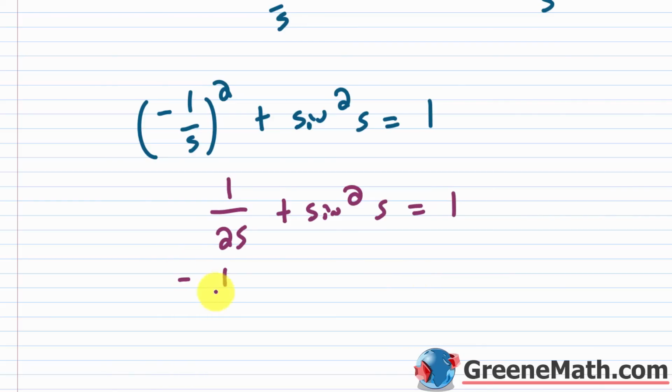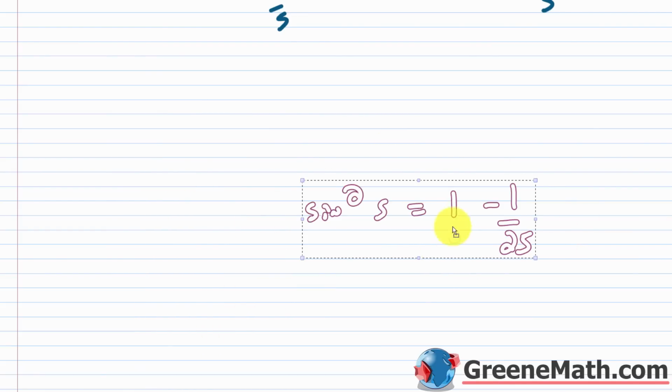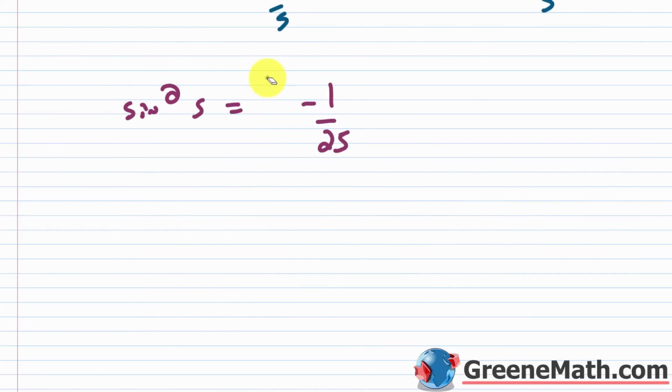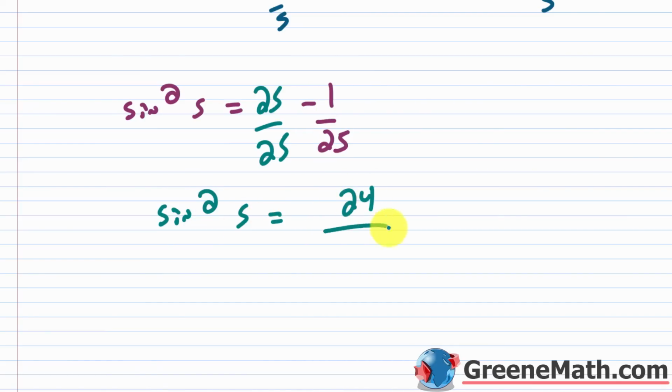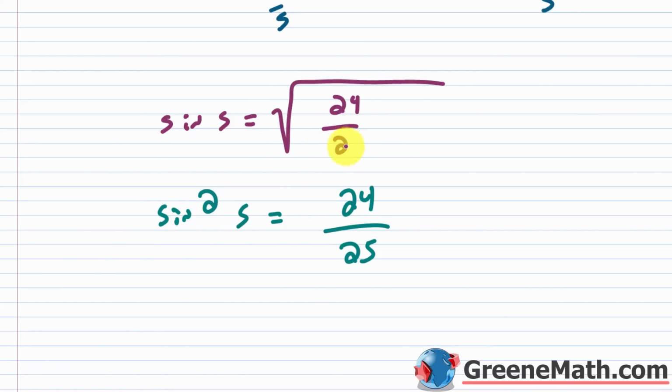Let's subtract 1/25 away from each side of our equation. This right here would cancel. And for 1, I would just write that as 25/25. So your sine squared s is equal to 25 minus 1 is 24, over 25. Now we're going to use our square root property to find the sine of s, but remember it told us we were in quadrant 2. Sine is positive in quadrant 2, so you want the principal square root here. So the sine of s is equal to the principal square root of 24/25.